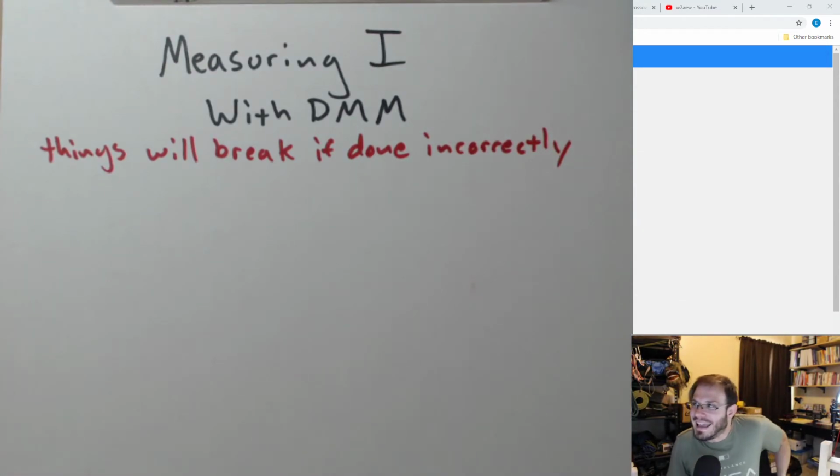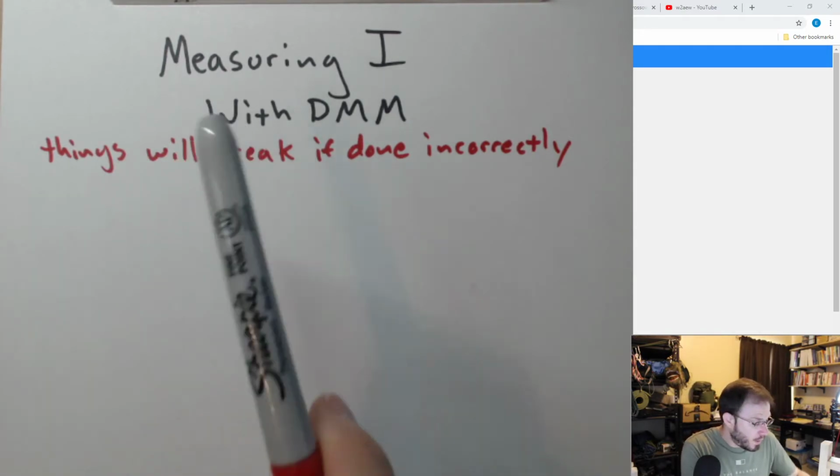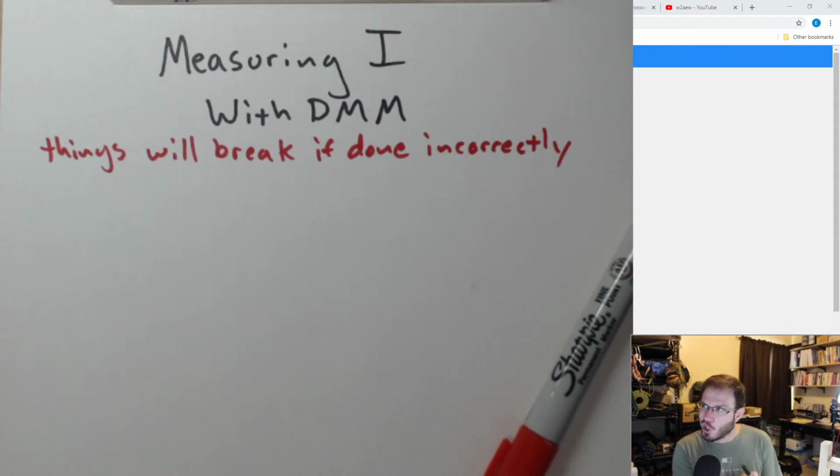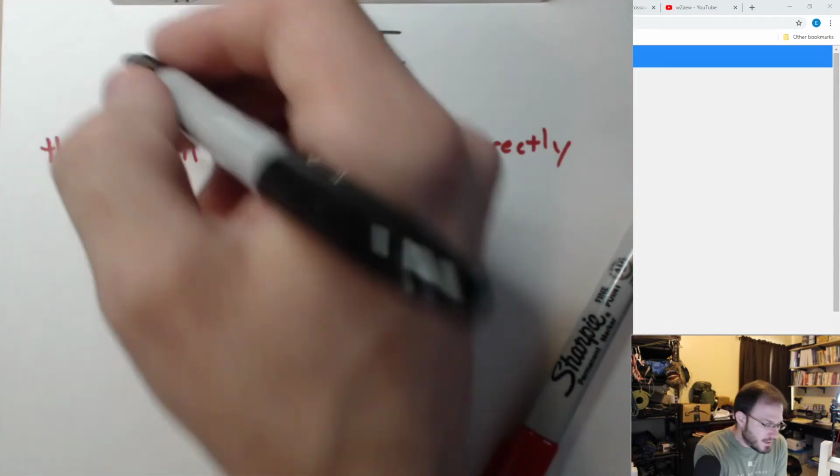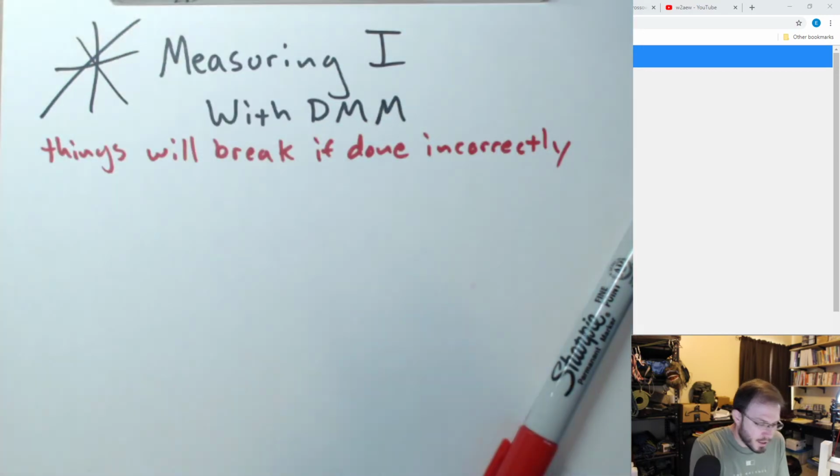Okay, I'm not going to get too much into the reason why things will break if this is done incorrectly. But my point is, if we don't measure current correctly with our multimeter, we can damage it, and they put a fuse in your multimeter for a reason. You'll blow the fuse, you'll damage the multimeter, you'll damage your circuit, you may damage other things like your power supply. Okay, so this is very important.